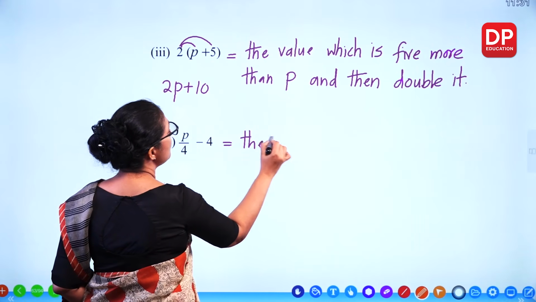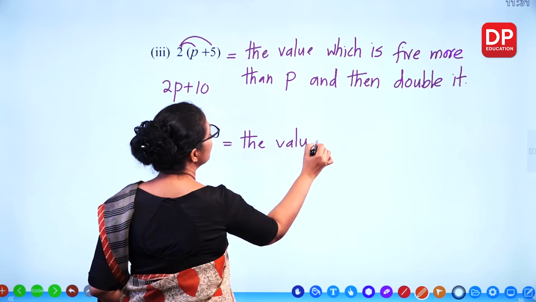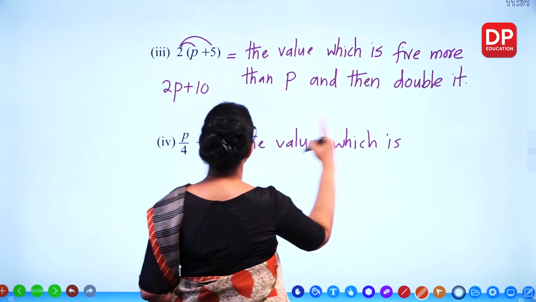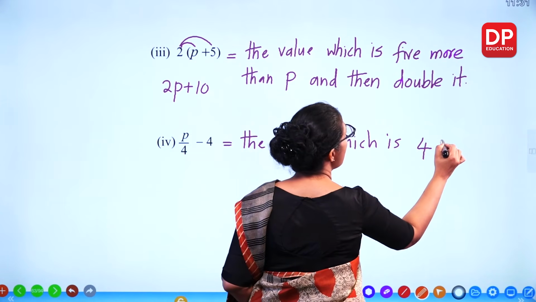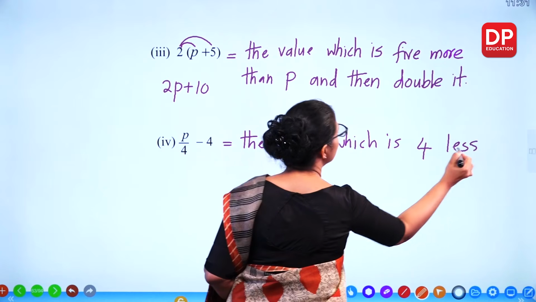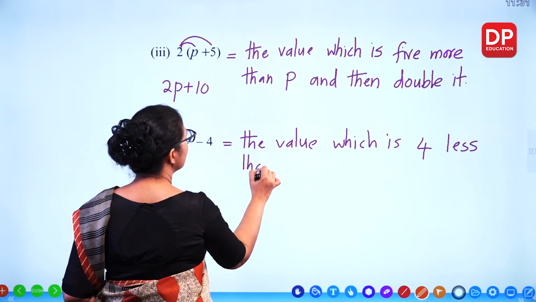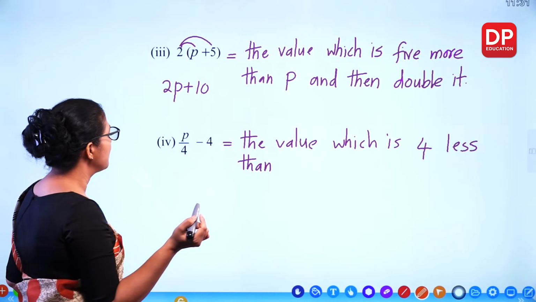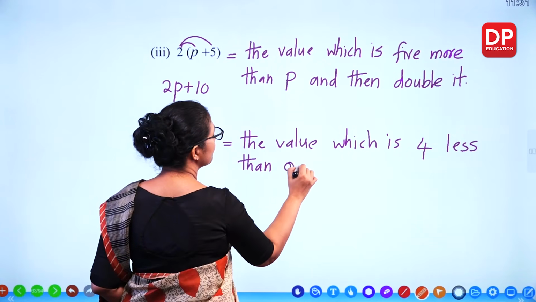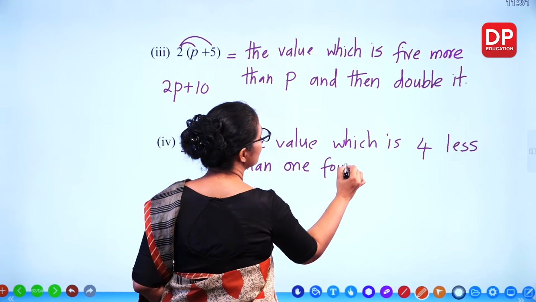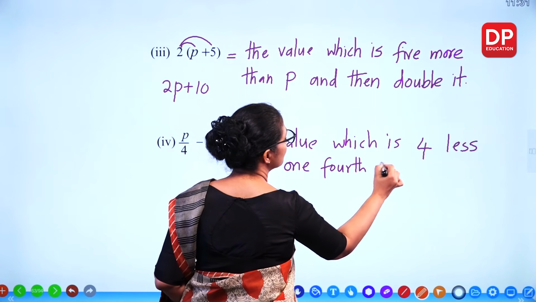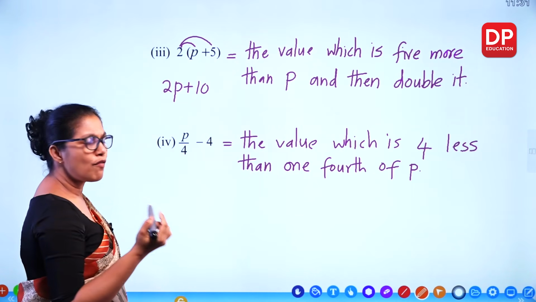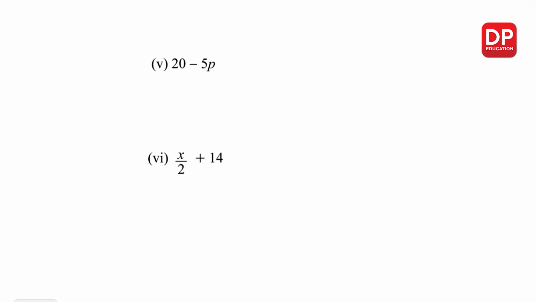The value which is 4 less than 1/4 of p. P over 4 means 1/4 of p. This one.